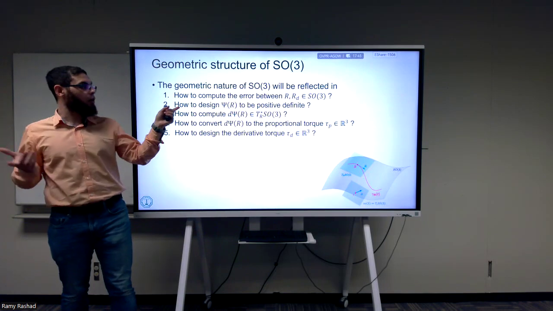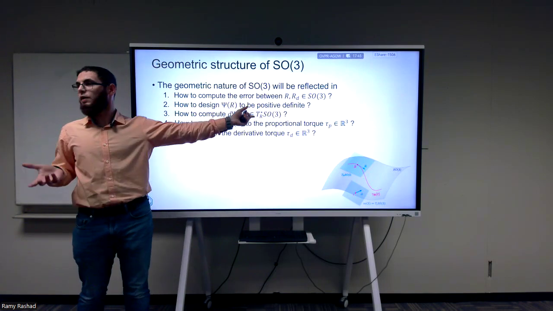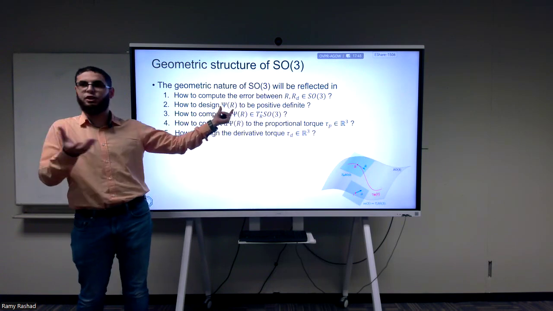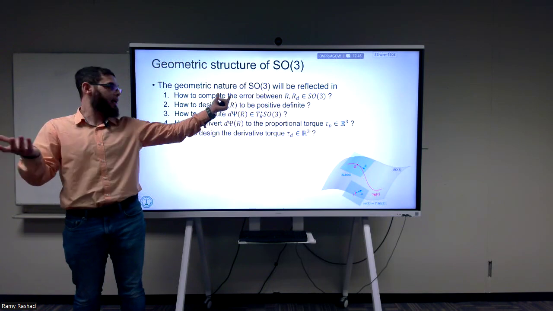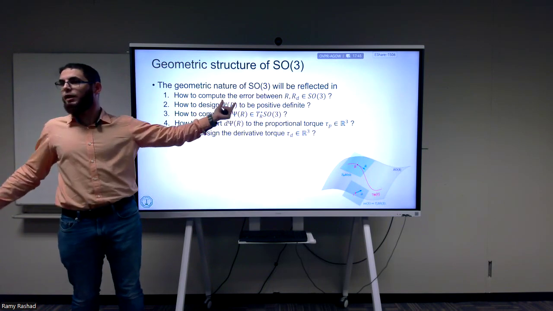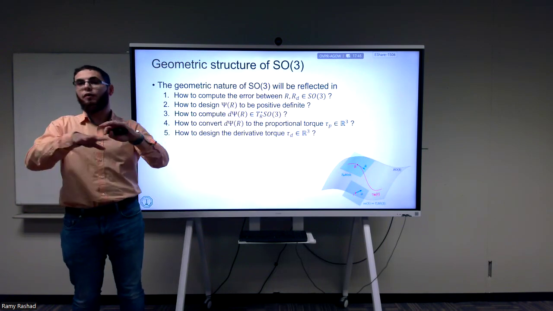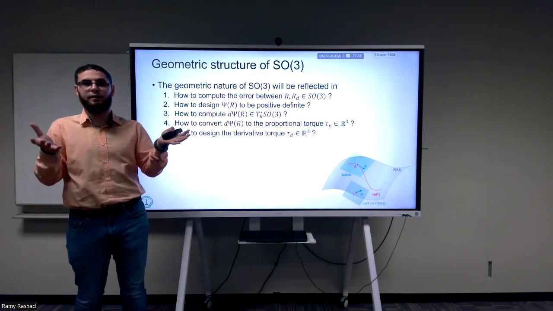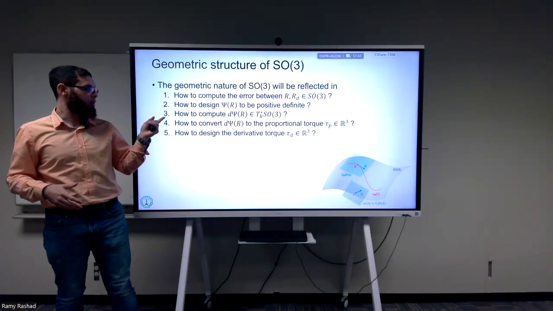Then if I know this error, how can I design this potential function of the error to be positive definite? And this is, of course, a choice that I can make. You choose the psi, and then everything follows from there, just because of the geometry. But if you change the psi, you get a different controller. All of them are PD controllers. All of them are geometric. They just have different performance, different ways of stabilizing the system.